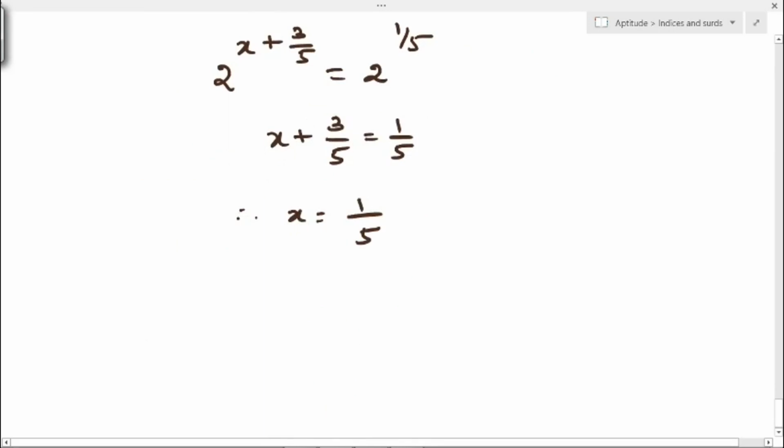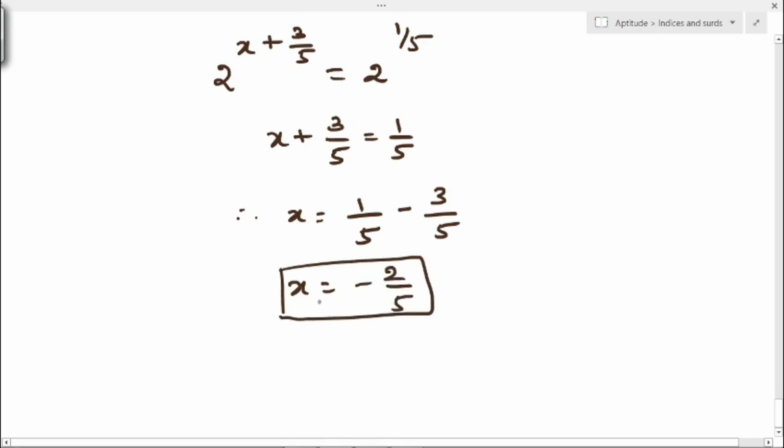We are taking this plus 3 by 5 to the other side, it will become minus 3 by 5. So x equals 1 by 5 minus 3 by 5. If you subtract, minus 2 by 5. So the value of x is minus 2 by 5.